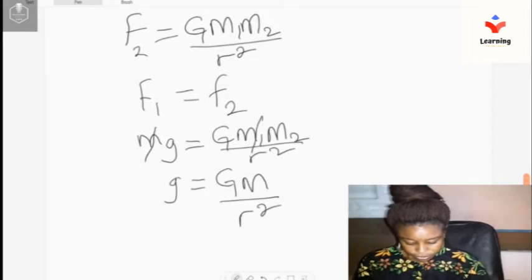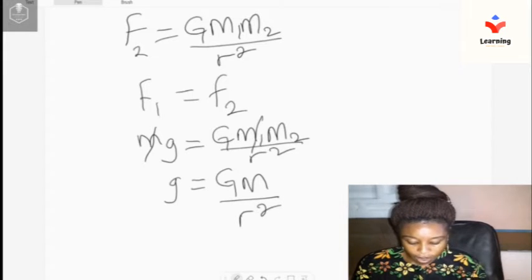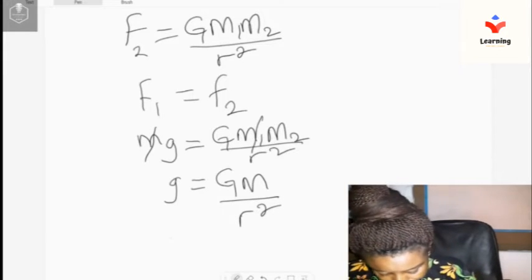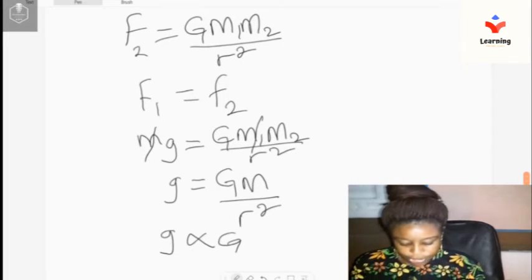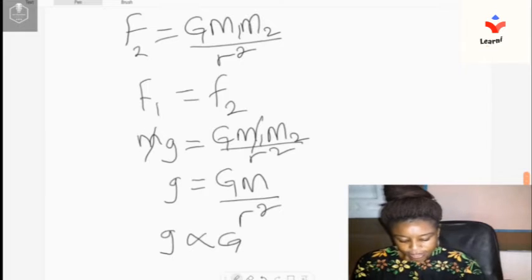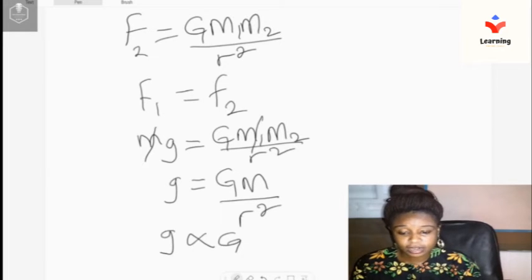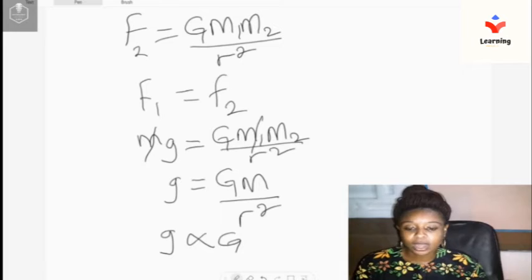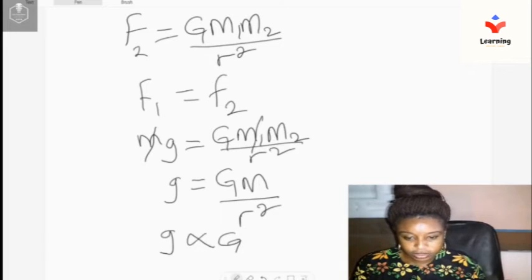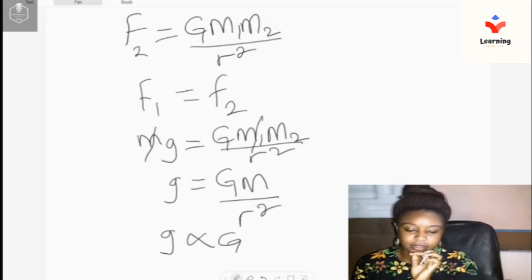Now let's assume that our mass and our distance are constant. We can get that the relationship between them is that the small letter g, which is acceleration due to gravity, is directly proportional to capital letter G, which is our universal gravitational constant, provided the mass and distance are constants.